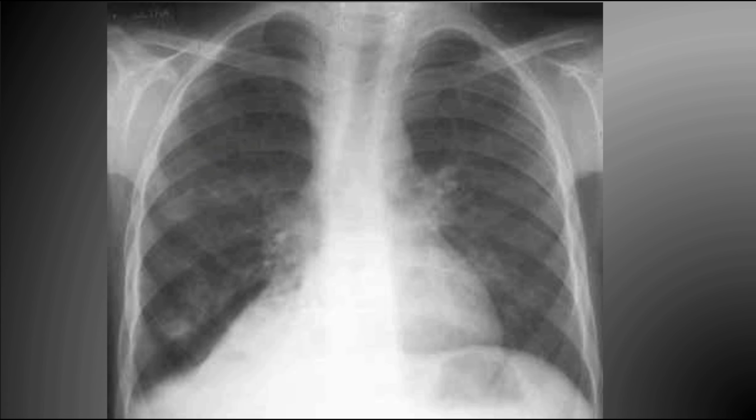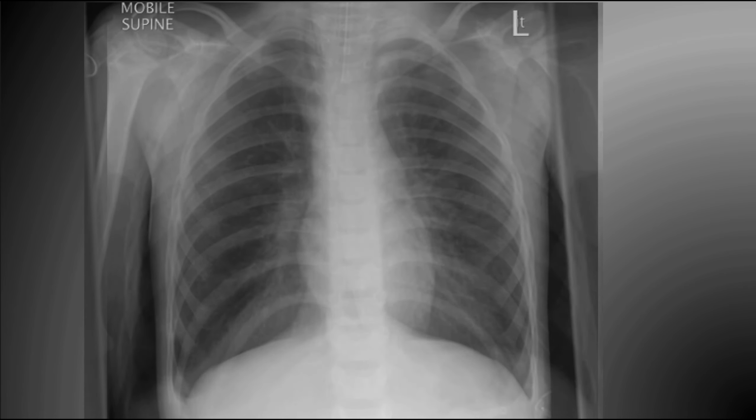What about this picture? Well, there are two things going on here. We have our sail sign in the right lower zone, suggesting right lower lobe collapse, but we also can't follow the right heart border all the way along. So there is right middle lobe and right lower lobe collapse. Finally, what about this picture?